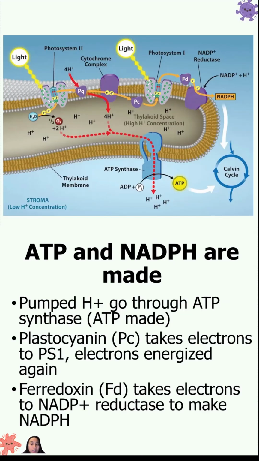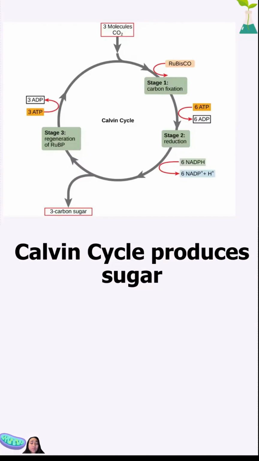Now, again, if the cell needs to use this energy immediately, it's going to use the ATP immediately, and that's pretty much it. But if the cell wants to store this energy long term, that's when it goes into the Calvin cycle to produce sugar. So here's a very simplistic diagram of what happens in the Calvin cycle. Again, we are making sugar.